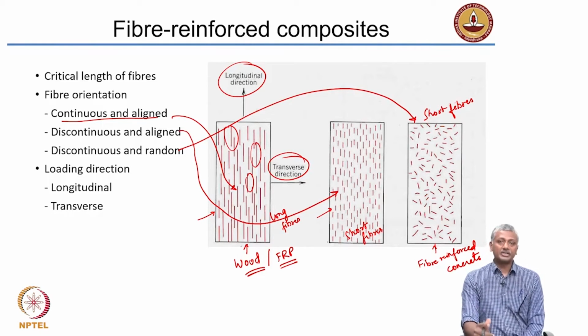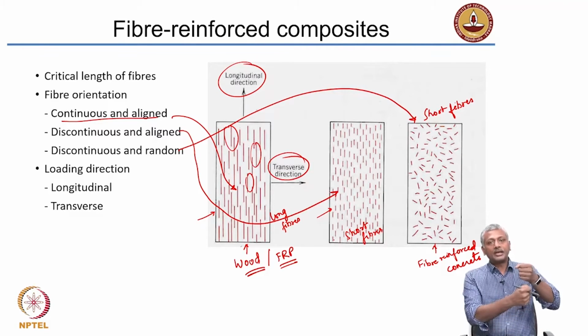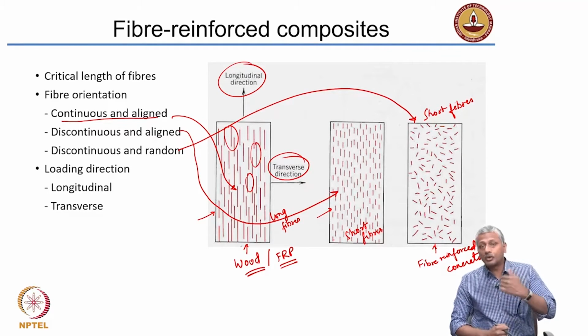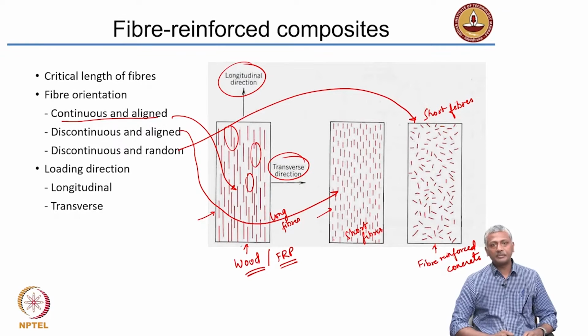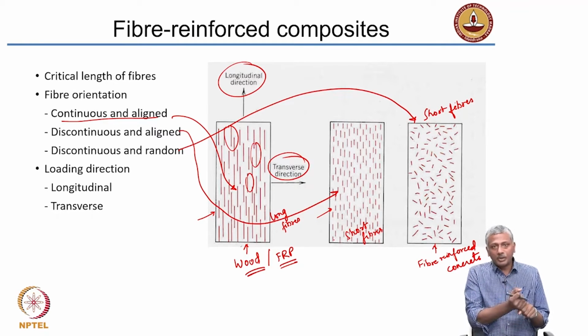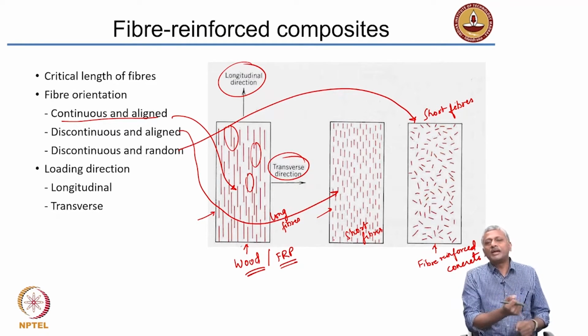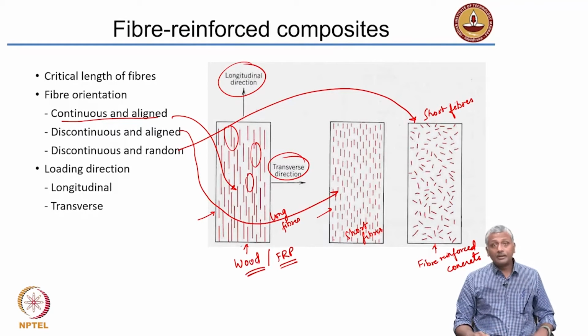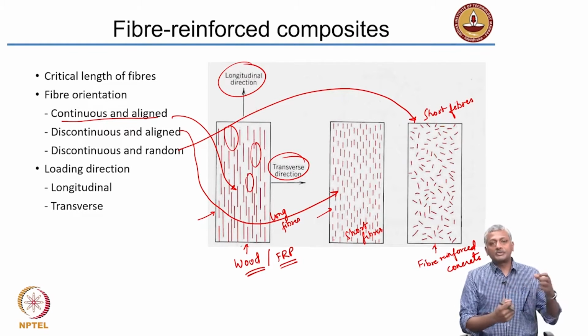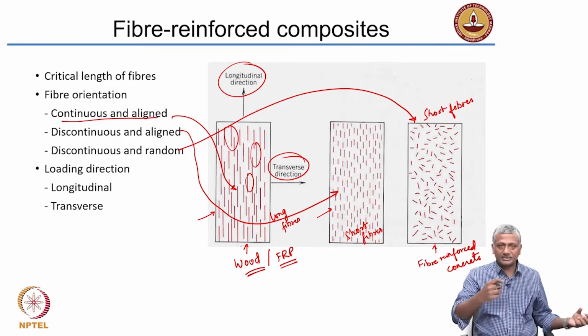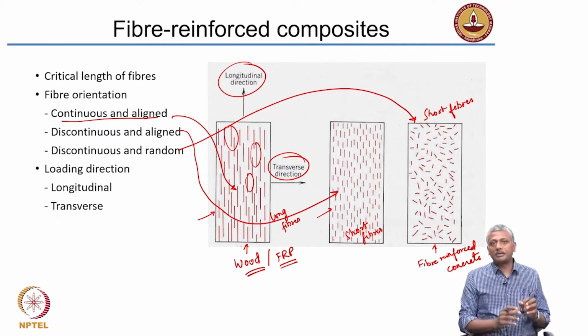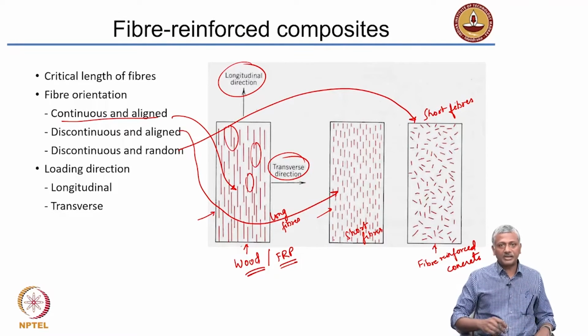As I said, loading direction can be longitudinal when you are loading it in the direction of the fiber. In wood, it is extremely important, for example, because when you are pulling the wood in the direction of the fiber, it has very high strength. In the transverse direction, it will have a lower strength. Not just the strength, even the moisture removal properties will depend on the direction of removal of the moisture. So again, it is a very complicated material, wood. You will learn about that separately in a different chapter.